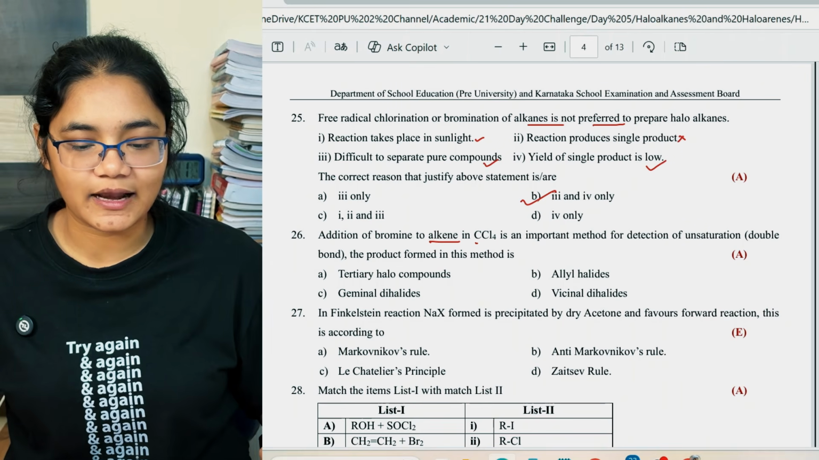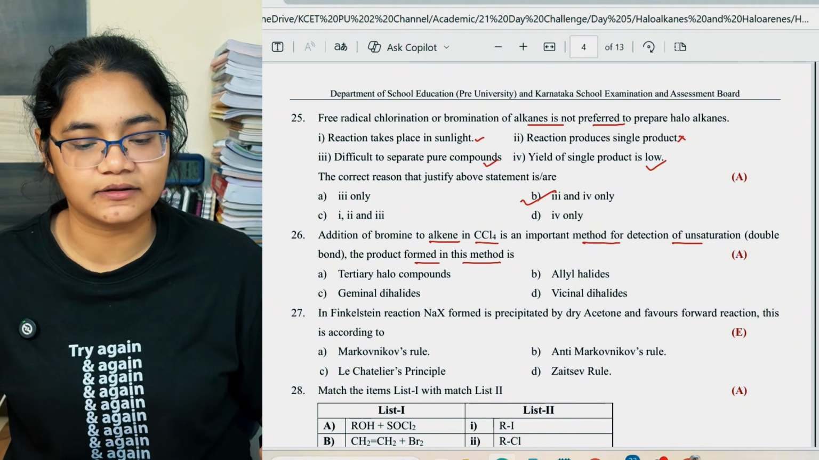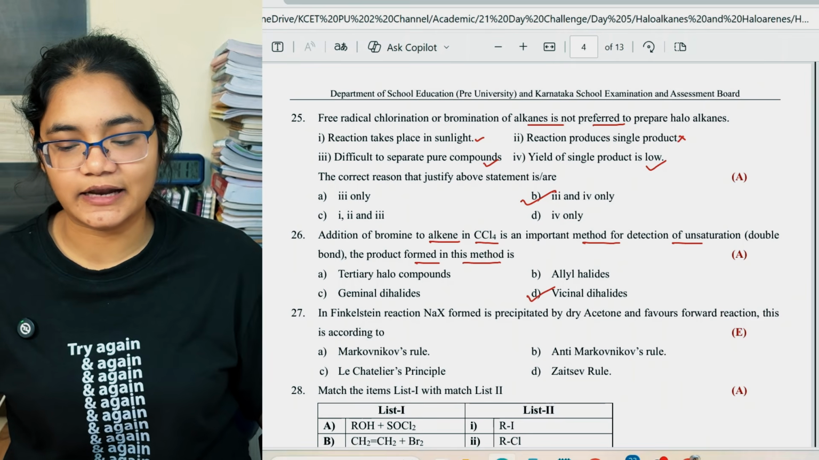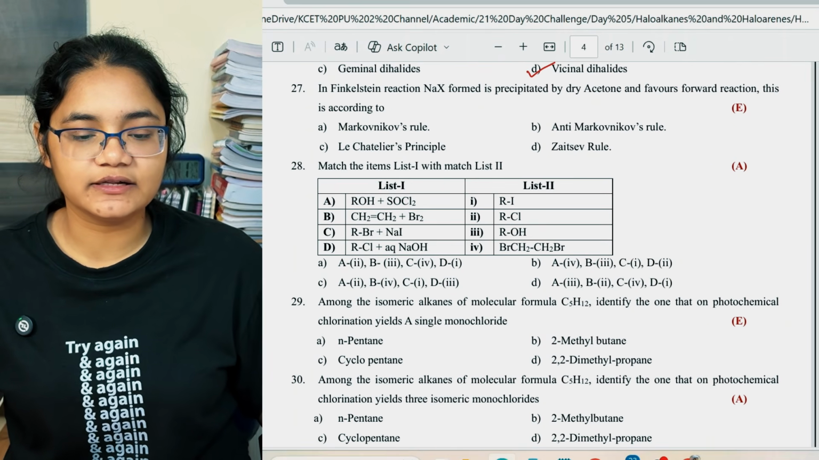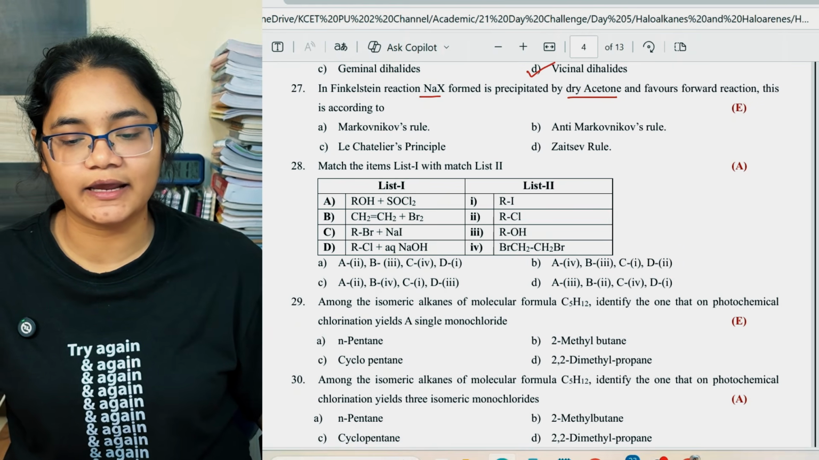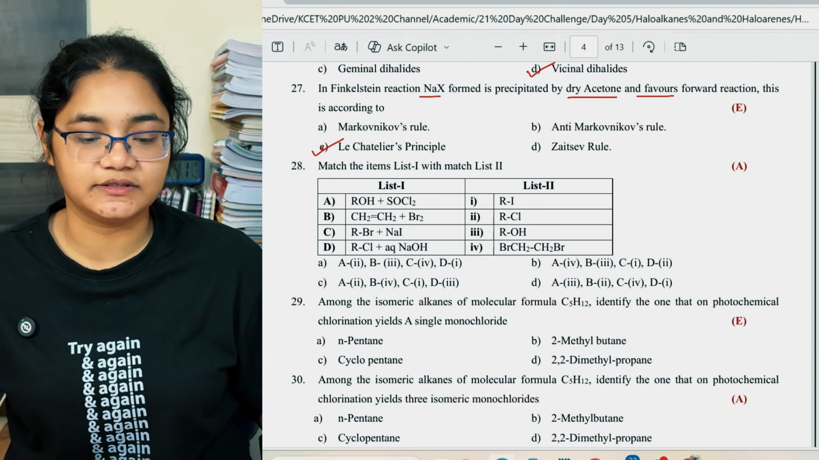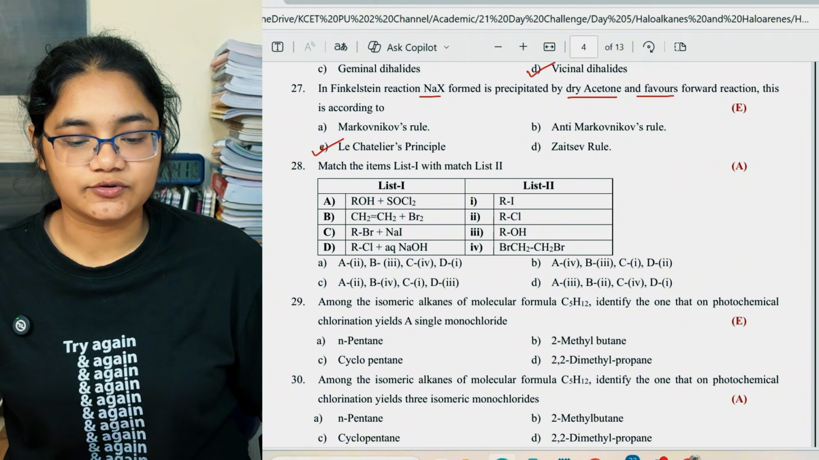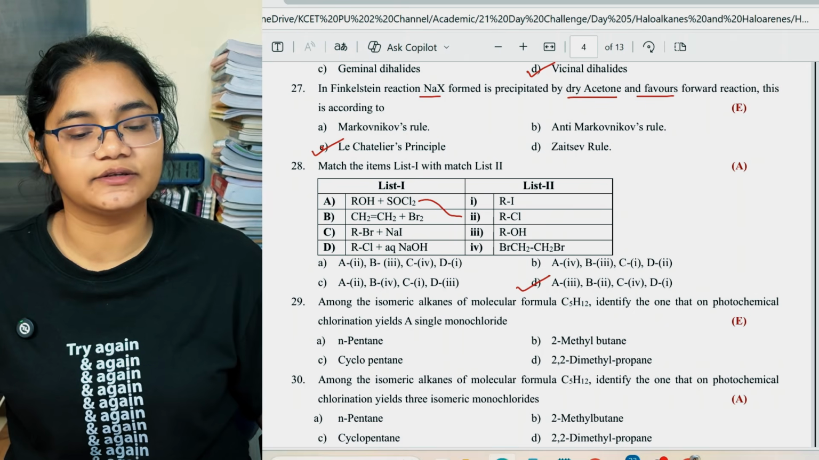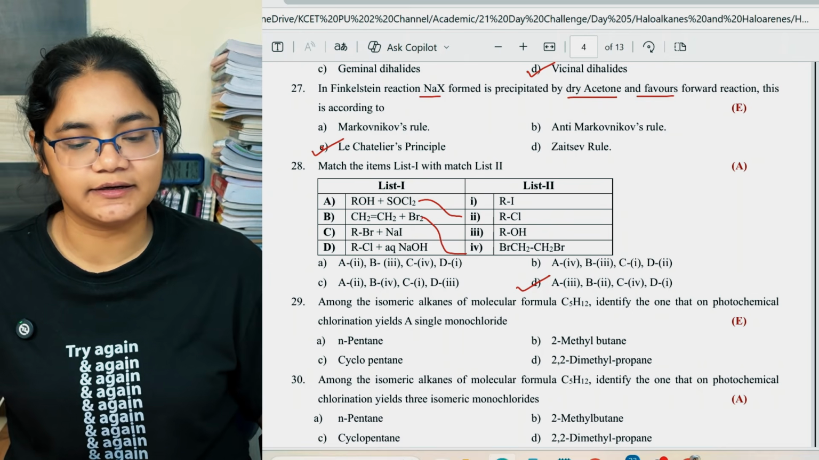Next, addition of bromine to alkene in CCl4 is an important method of detection of unsaturation. The product formed in this method is your 1,2-dibromoalkane. So that is your vicinal dihalide. So option number D. Next, in Finkelstein reaction, NaX formed is precipitated by dry acetone and favors the forward reaction. This is according to Le Chatelier's principle. Next, ROH plus SOCl2 will give you RCl. Here it will give you option number 4 because vicinal dihalides will form.